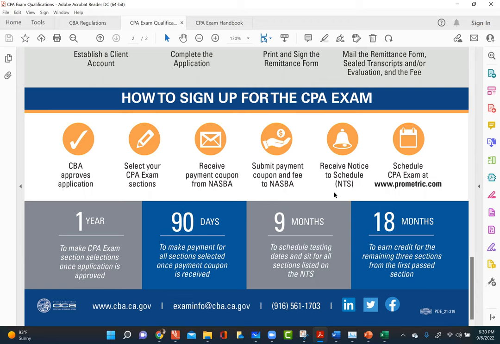I kind of just want to circle back to the 9 months. So if we register for the exam and we pick all four, and let's say we pass the first two, so we have 18 months from the date of the completion of the first exam. Correct. But we would still want to take all four of those tests if we select all four of those within the first 9 months. I don't know, like, where do they go?